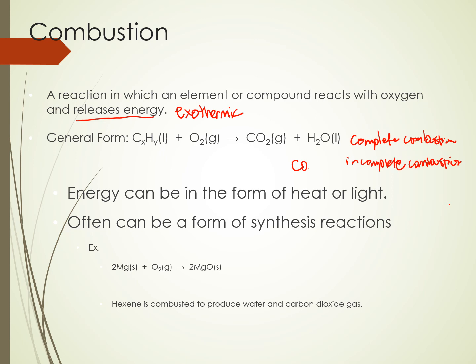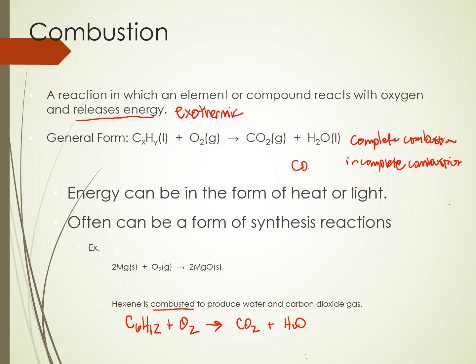As an example problem here for you, we have hexene combusted to produce water and carbon dioxide gas. So the hexene, if you remember, is C6H12. Since it tells us that it's combusted, that lets us know that we have it reacting with oxygen, and we're going to assume that it is undergoing complete combustion, and I would have CO2 and H2O that would form.